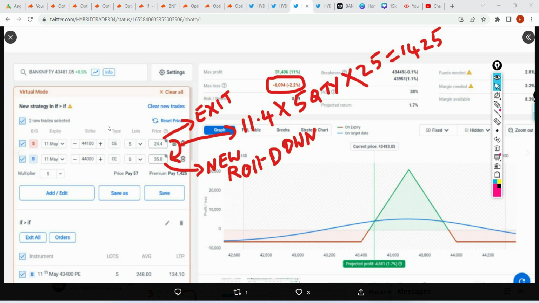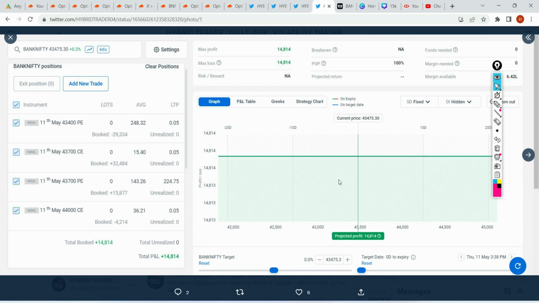That's it, guys. This was my last adjustment. And today, let me show you. Today, I got almost 14,800 profit. Let me show you whether this is real or not.